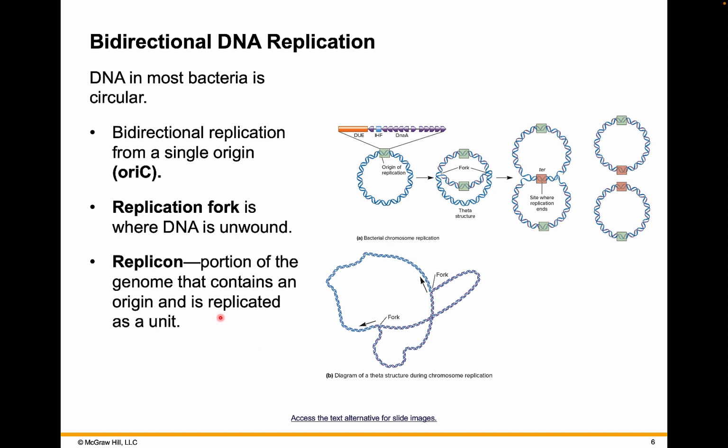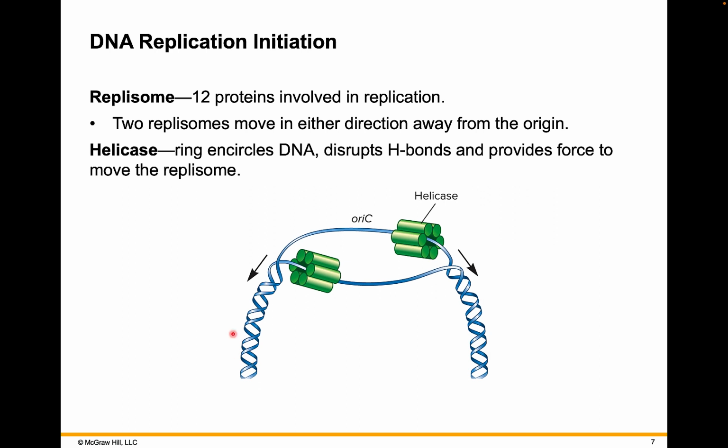On the other hand, there are some basic ideas. The replicon is the portion of the genome that contains an origin and is replicated as a unit. So here, this is a replicon. After that, we look at DNA replication initiation. The replisome contains about 12 proteins involved in the replication, and there are two replisomes that move in either direction away from the origin.